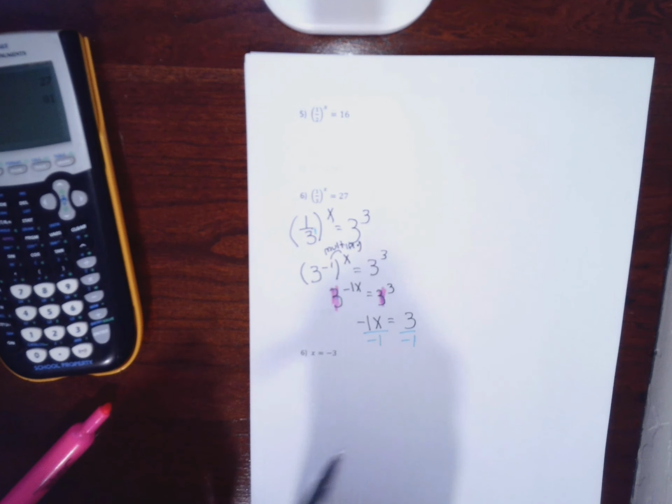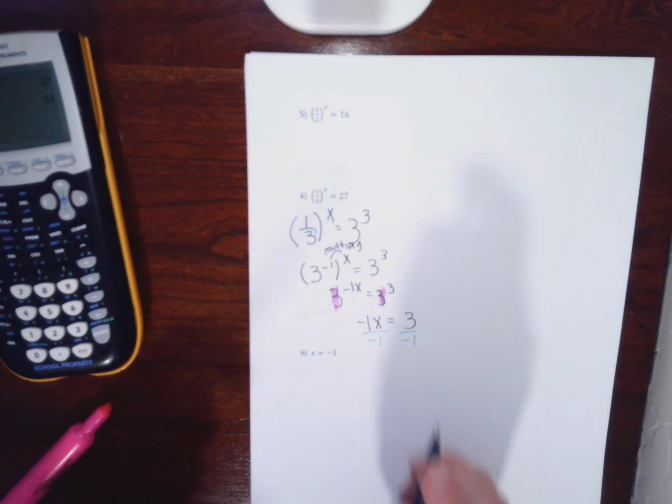I'm going to solve by dividing. I'll just box it here. I'm about to have an answer. My answer is x equal to negative 3.